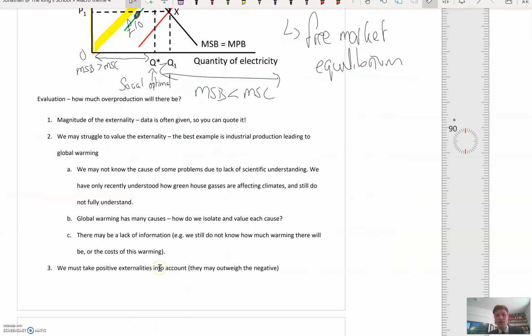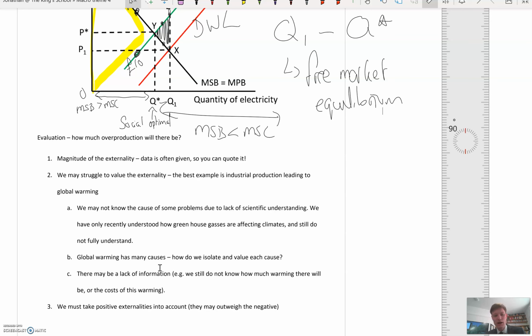Okay, you can evaluate that in lots of ways. You can talk about the magnitude of the externality, how big it is. You might see something from the text and you can quote that. We would always struggle to value the externality, and it's kind of a ridiculous concept. Of course it exists, but we can't possibly accurately estimate it.